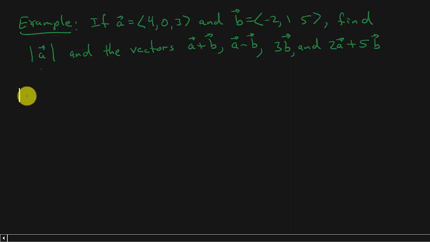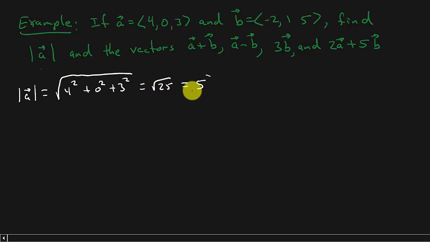So let's find the magnitude of A. Well, that's easy enough, right? We want the magnitude of this, so it's just this squared plus this squared plus this squared. So that's 4 squared plus 0 squared plus 3 squared, and it's the square root of all that. So that's the square root of 25, which equals 5. And there's your answer. All right.